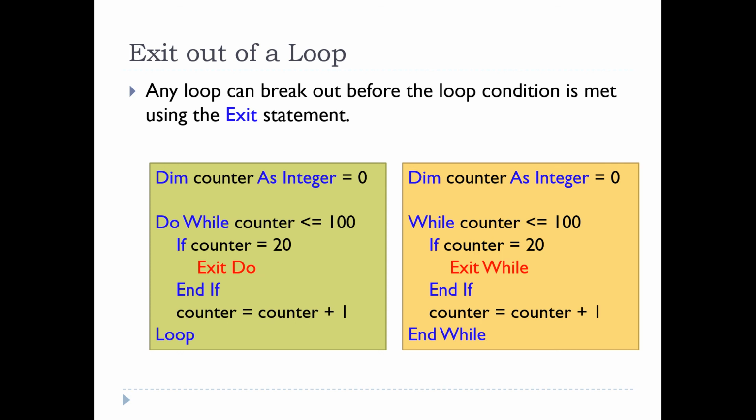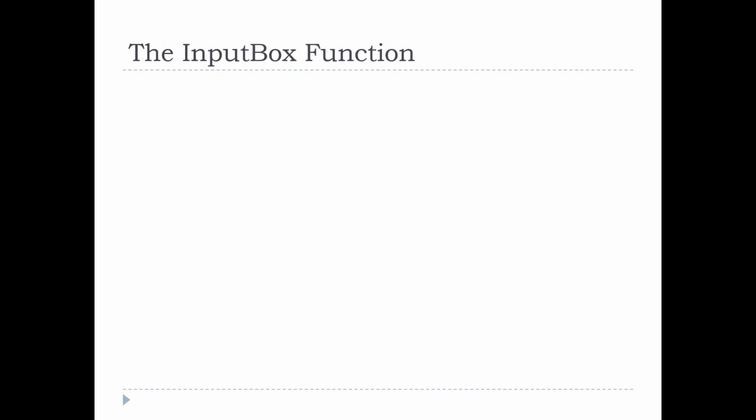Just showing you the difference between the while and the do while. As you can see, they look very similar, and they work exactly the same way. So the difference is just the keywords. You have the while and end while versus the do while and then the loop at the end. But the coding is exactly the same.